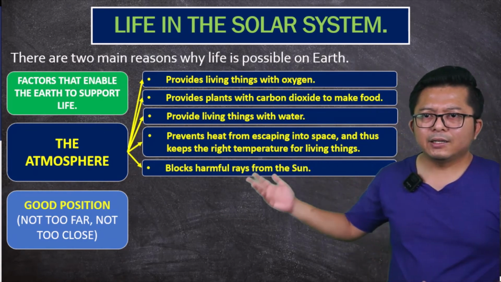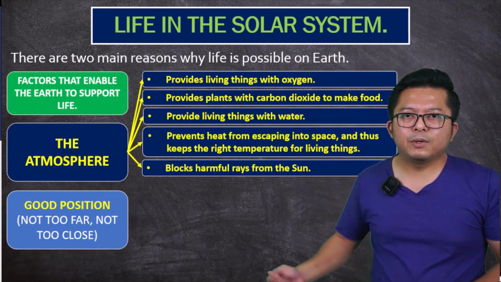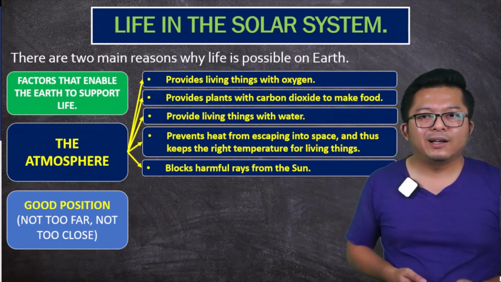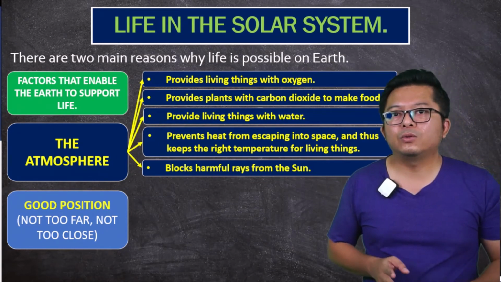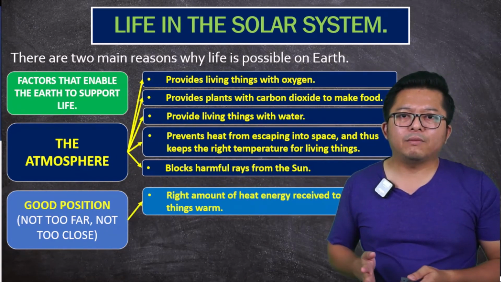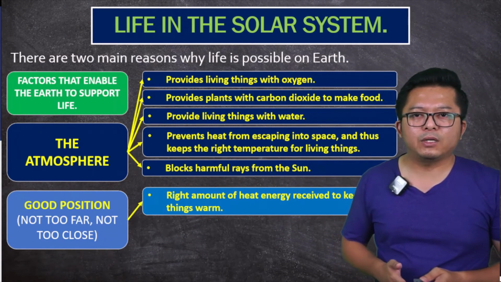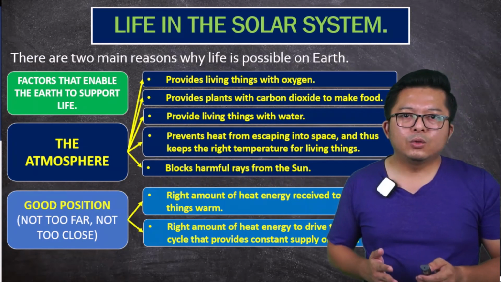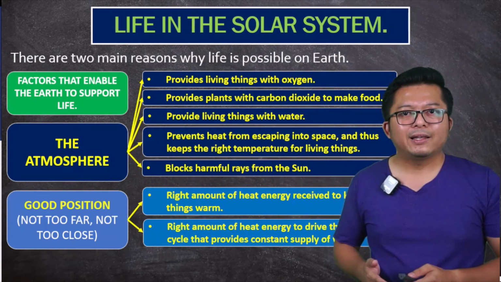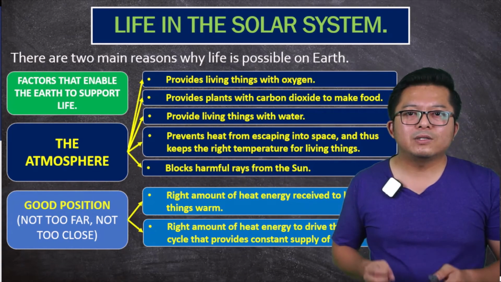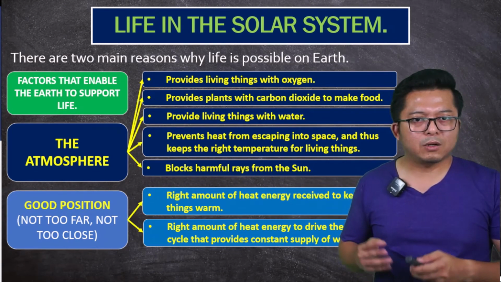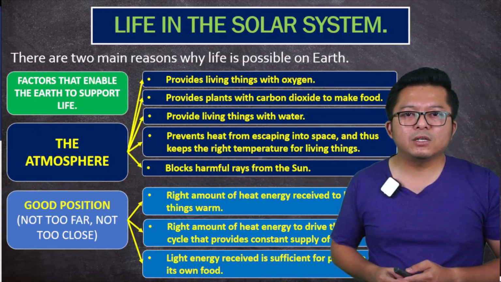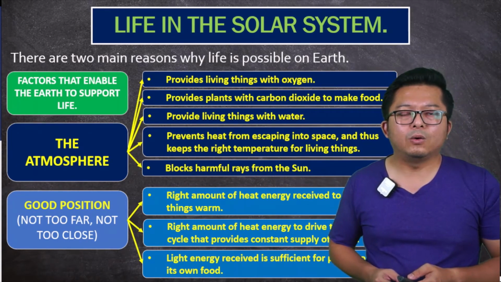Okay. The next reason why life is possible on Earth would be its good position. It is not too far and it is not too close to the sun. Okay, the right amount of heat energy is received to keep living things warm, and the right amount of heat energy to drive the water cycle that provides a constant supply of water. And then the light energy received is sufficient for plants to make their own food.